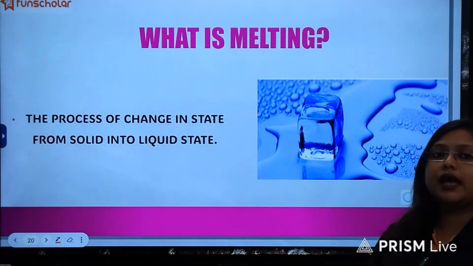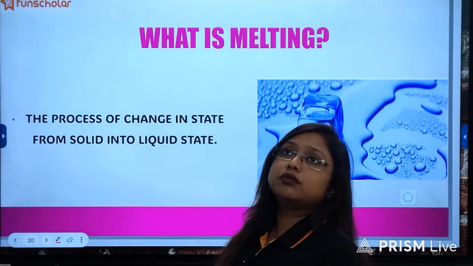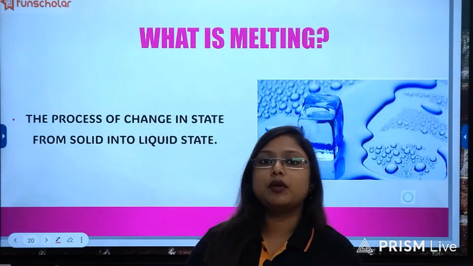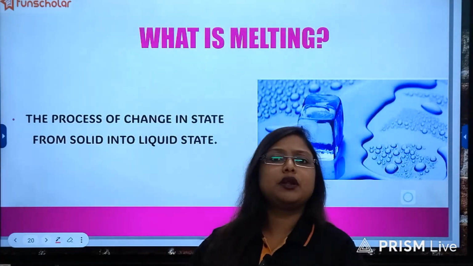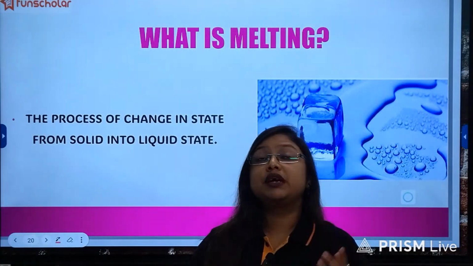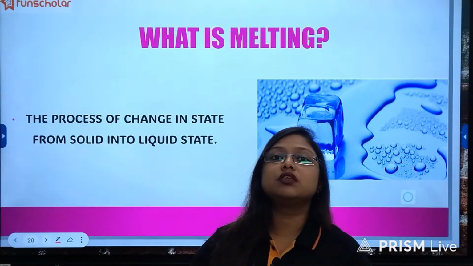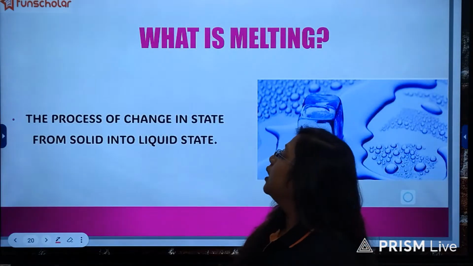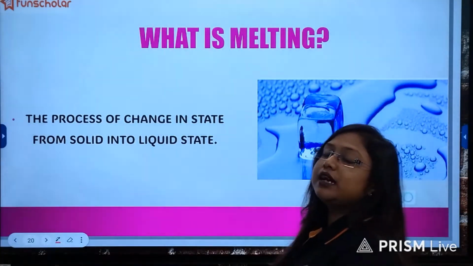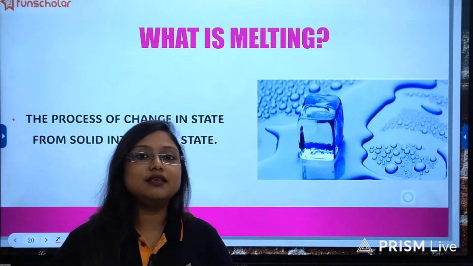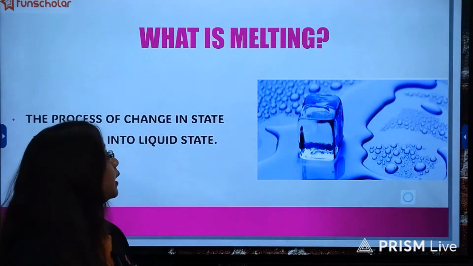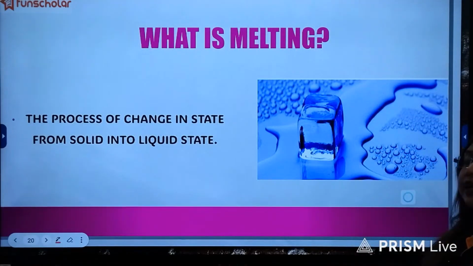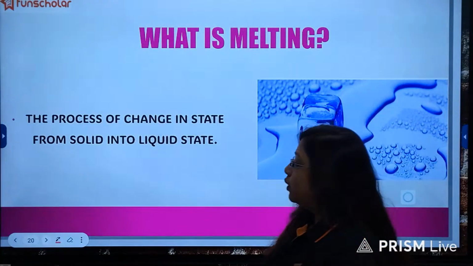So that's what is happening. If we talk about the ice, it was in solid state, but if we take it out from our freezer and put it on our table, because the room temperature is way more than that of the freezer, because of that heat, that solid state, the ice, is melting down to water or liquid state. So the process of change in the state from solid into liquid is called melting. Okay.